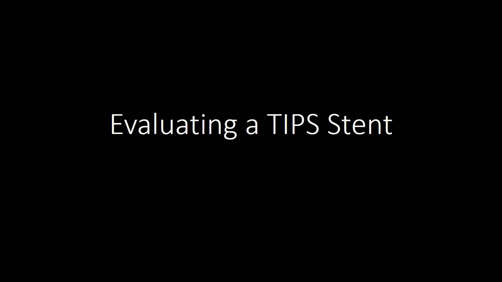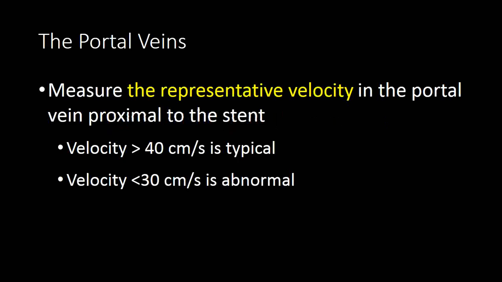Now, evaluating a TIPS stent with ultrasound. We're going to go through each component, talk about some of the pitfalls. The first thing we're going to evaluate are the portal veins. So, what are we trying to achieve when we're measuring velocities in the portal veins? What we want is a representative velocity prior to the TIPS stent.